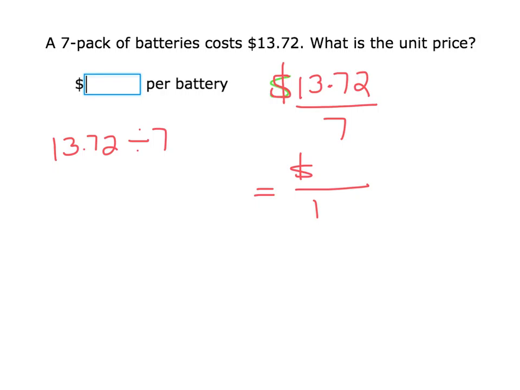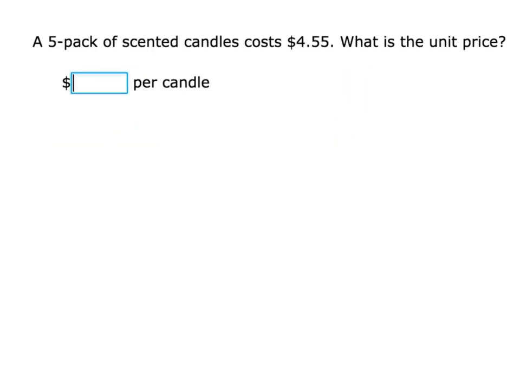I get $1.96. And what this means, this 196 to 1, is that it's $1.96 for 1 battery. So when I'm doing this in IXL, I'll go in here and type 1.96 and hit enter. And everything should work out just fine.